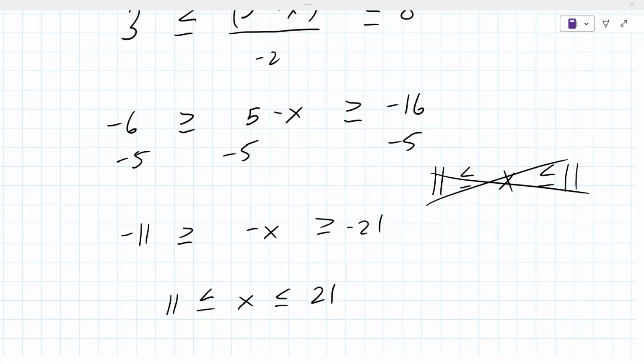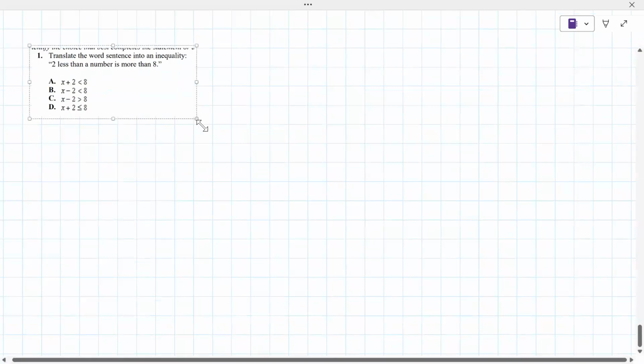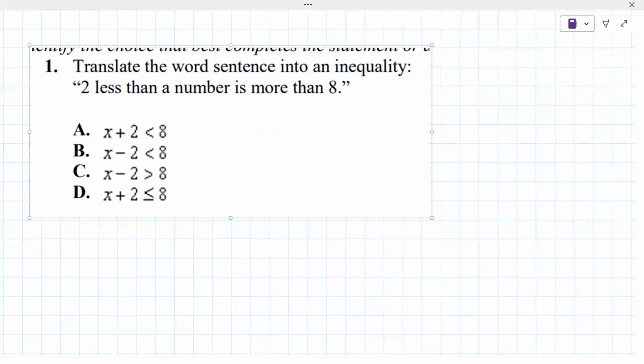I think you could also see stuff in this multiple choice format. Did you get any multiple choice in your quiz or test? Yeah. Okay. Why don't we try a few of these? 2 less than a number. So x minus 2 is greater than 8. C.